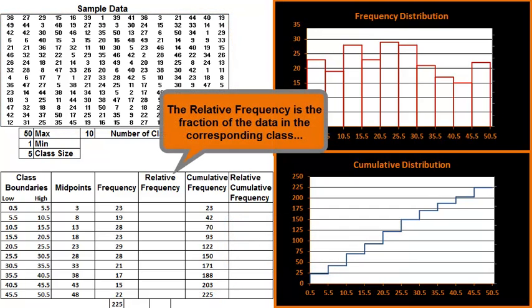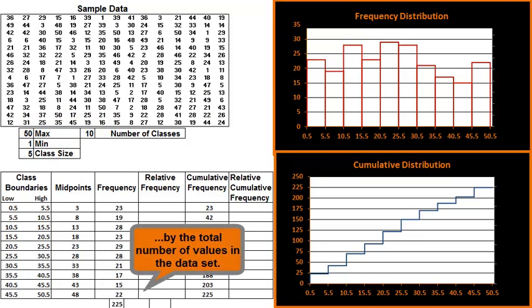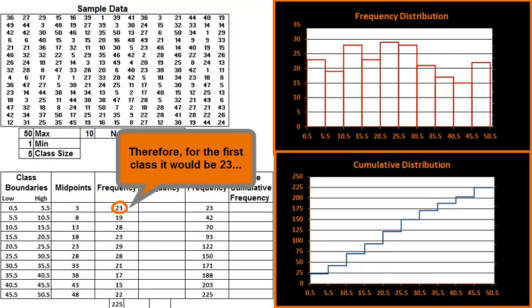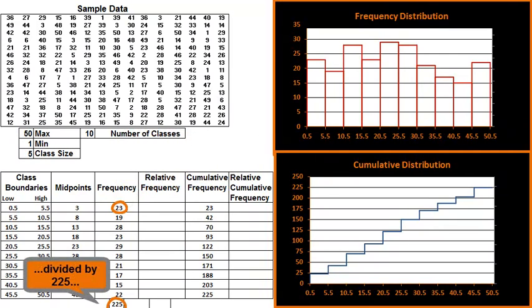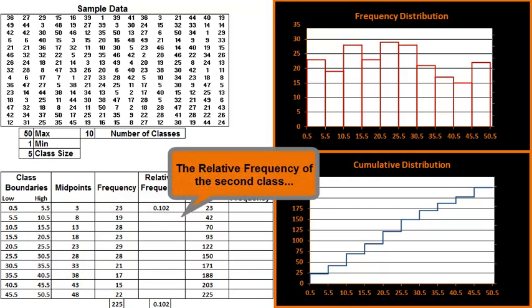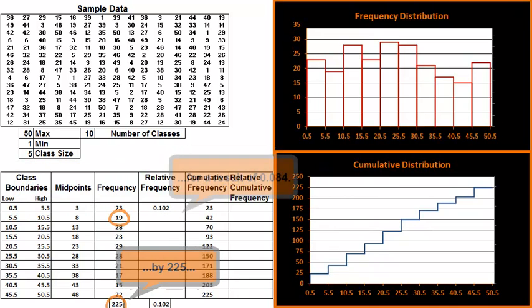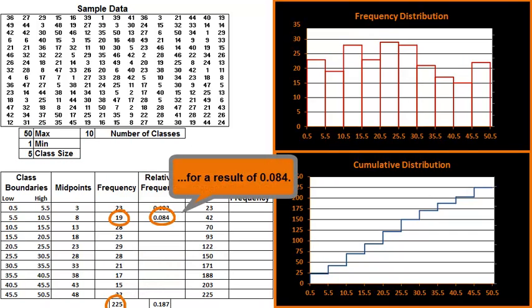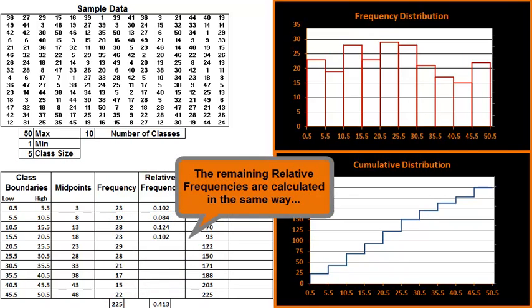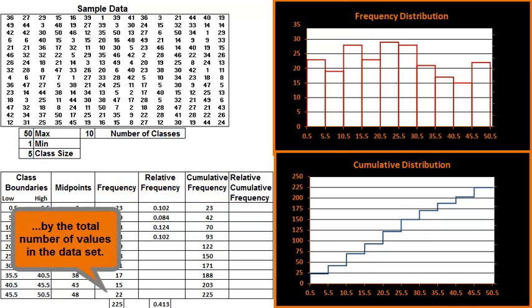The relative frequency is the fraction of data in the corresponding class and is calculated by dividing the frequency by the total number of values in the data set. Therefore, for the first class, it would be 23, divided by 225 for a result of 0.102. The relative frequency of the second class is 19 divided by 225 for a result of 0.084. The remaining relative frequencies are calculated in the same way, and that is to divide each frequency by the total number of values in the data set.